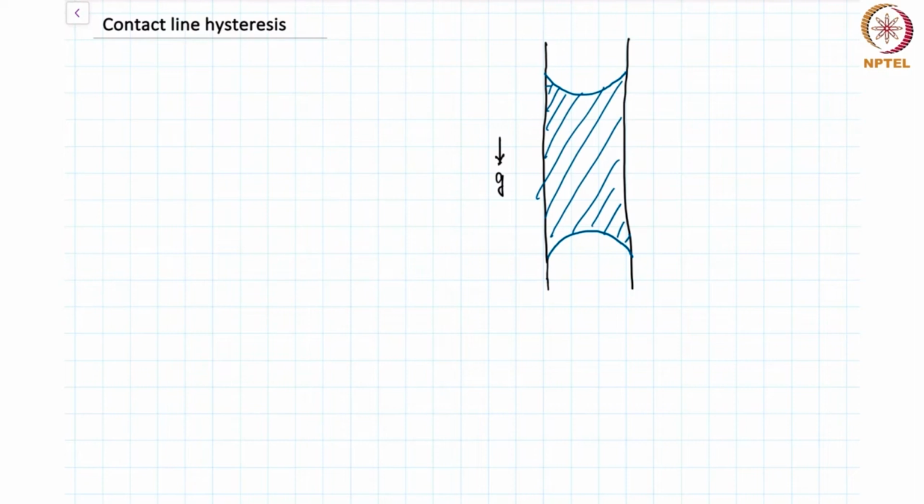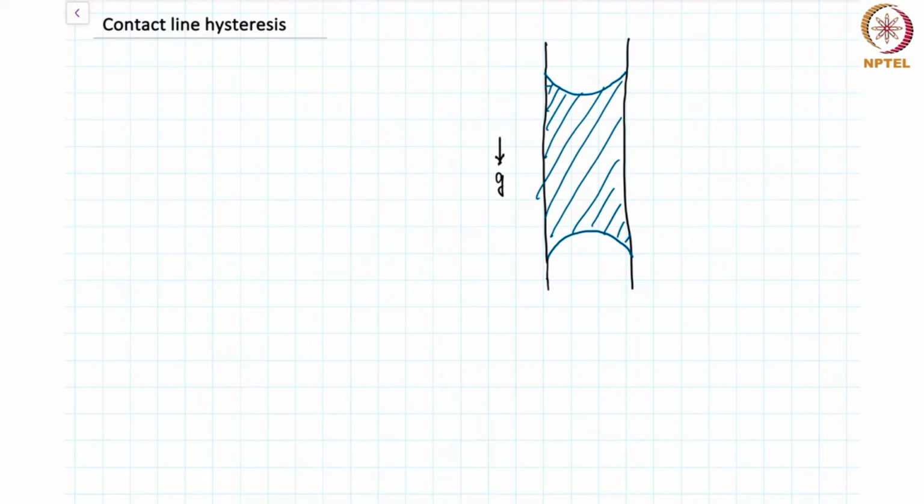Chemists actually use this to transfer reagents from one place to another using these tiny capillary tubes, because you can control the amount of liquid that is going into the capillary tube. So what exactly happens in this?